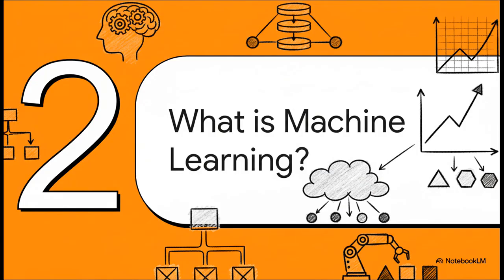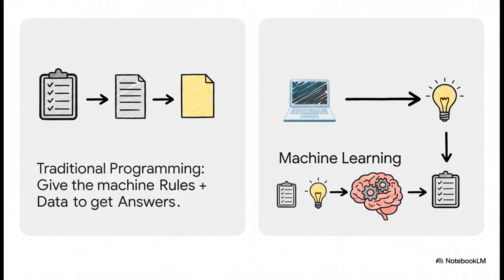Okay, so we've seen a fun little example of it in action. Now let's zoom out a bit and use that to build a proper definition. Fundamentally, what is machine learning? This slide, right here, this is the key to the whole thing. In the old world of traditional programming, we humans had to write the rules. We'd tell the computer, if this happens, then do that. You give it rules and data, and it spits out answers.